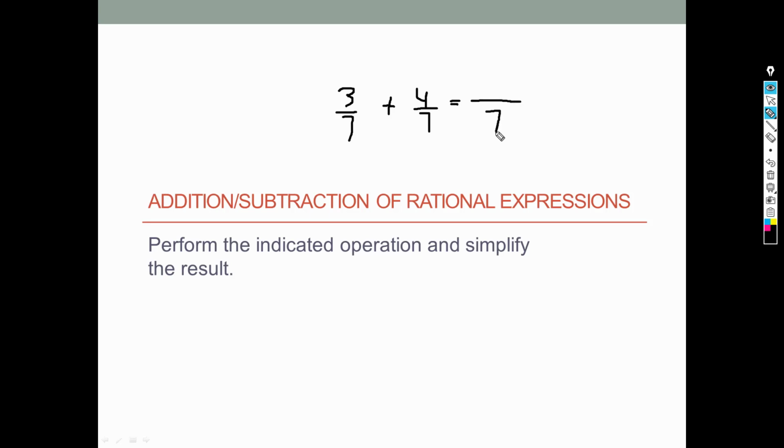Don't do anything with that. But we add the numerators. 3 and 4 gives me 7. And then we simplify or reduce. Well, the 7's cancel out or divide out, so this comes out to 1. No problem when the denominators are the same.